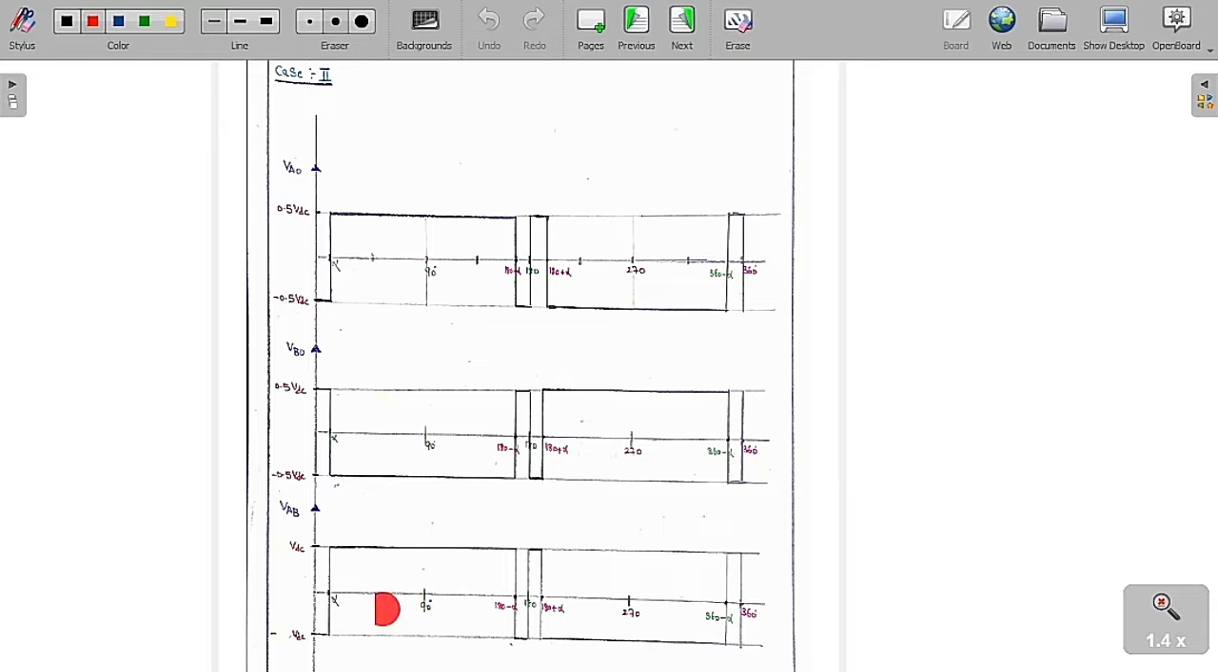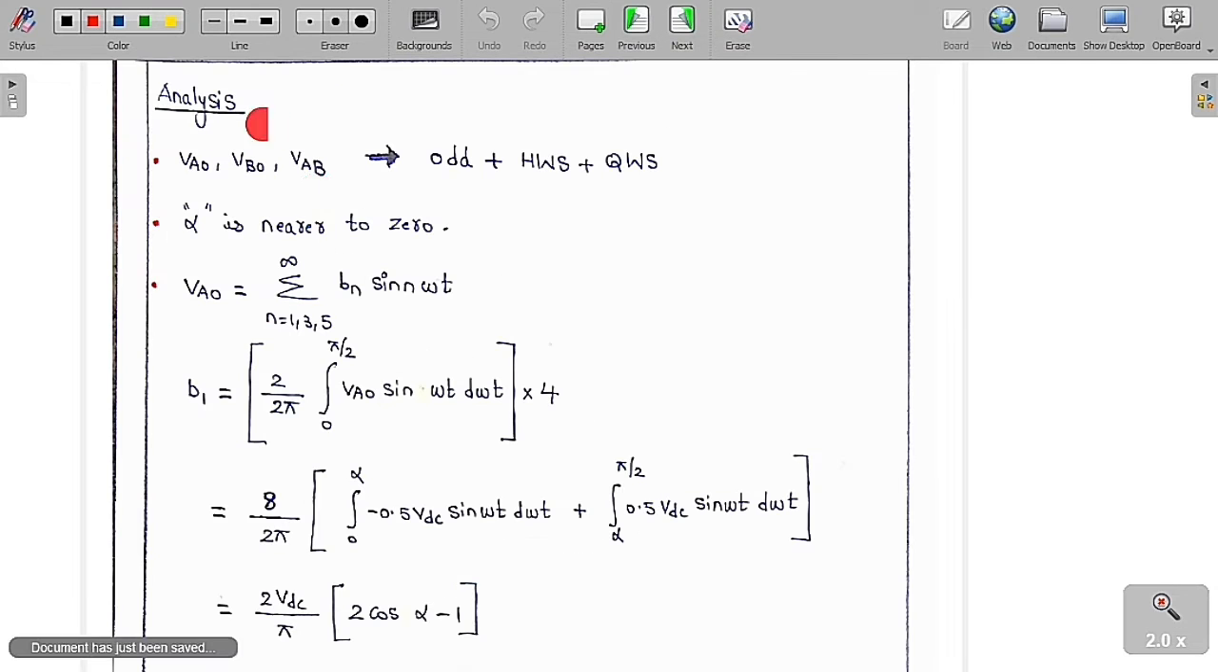If you turn on switch 1 and switch 2, VAB is equal to plus VDC. If you turn on switch 3 and switch 4, then we are going to get VAB equal to minus VDC. By doing the switching process, we are going to get this type of voltages. You can see clearly that alpha is nearly equal to 0 degrees in this case. Now I am going to analyze these graphs.